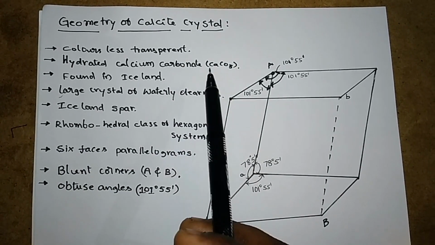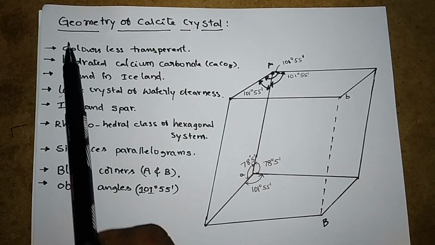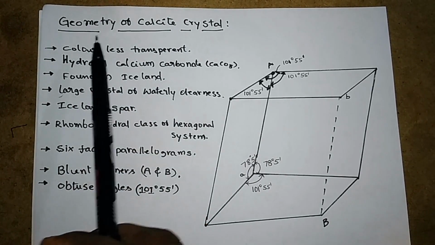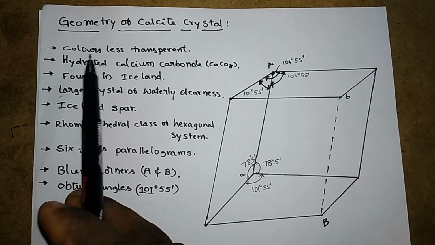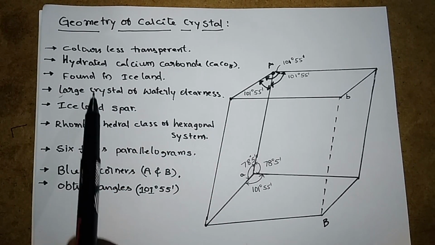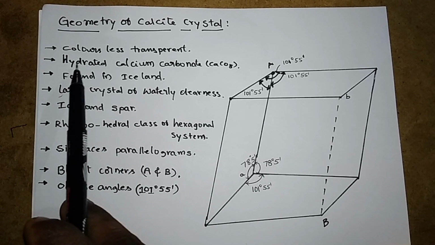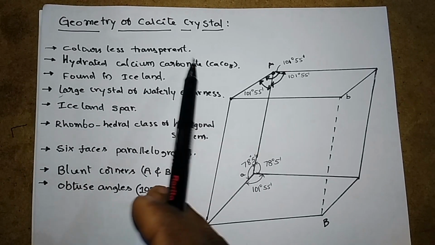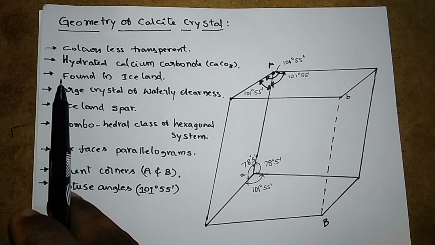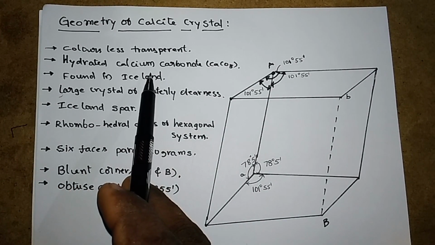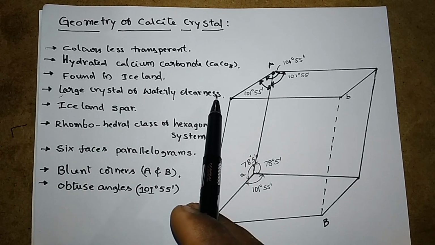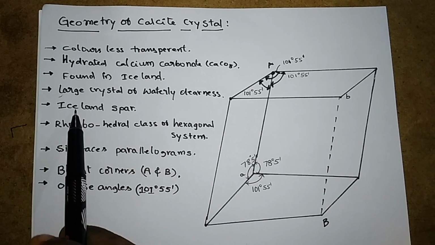Hi students, in this lecture we are going to discuss the geometry of the calcite crystal. It is a colorless, transparent crystal. Chemically it is called calcium carbonate, that is CaCO3. It is found in Iceland in large quantity. It is a large crystal of watery clearness, so it is called Iceland spar.